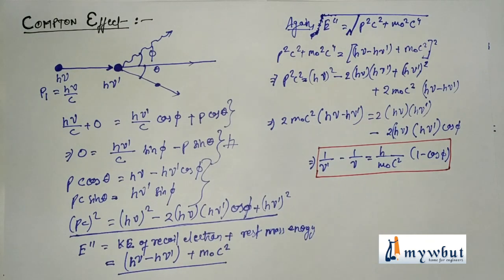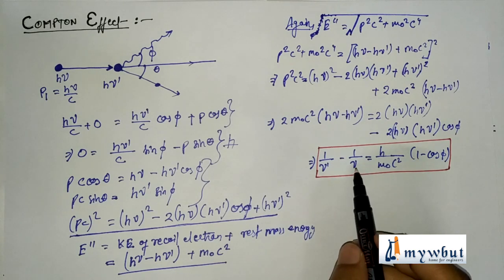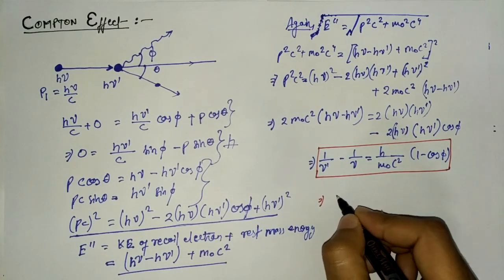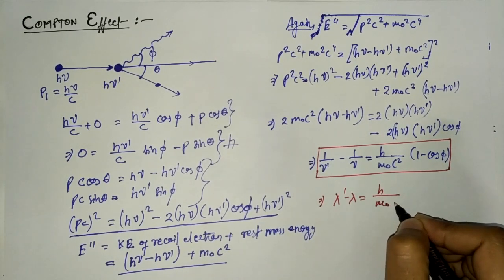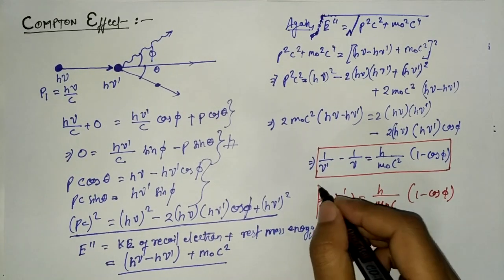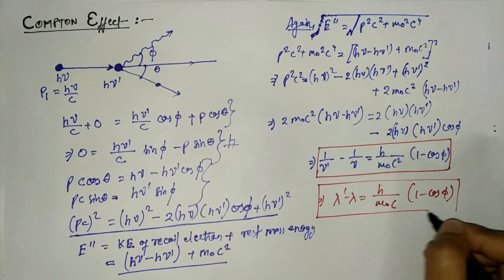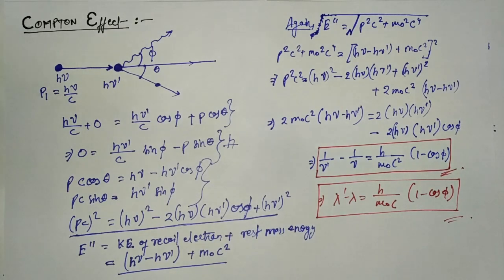And in another form, if we substitute this by c by lambda dash and this by c by lambda, we will be getting lambda dash minus lambda is equal to h by m naught c into 1 minus cos of phi. This is in terms of lambda and this is in terms of nu, that is frequency. So these equations give the change in wavelength or Compton shift of the scattered photon by a particle of rest mass m naught.